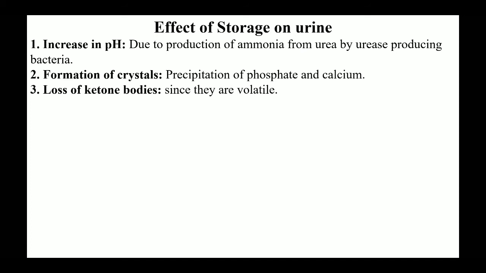Now the third effect is the loss of ketone bodies. Suppose one urine sample contains ketone bodies. We know normally ketone bodies are absent in urine, but in case of starvation or diabetes mellitus or in several other cases, urine may contain ketone bodies. But if we hold the sample, or delay the procedure for many hours, then what will happen? These ketone bodies are volatile, so they will evaporate, and finally the ketone body content of the urine will decrease, and we can even get a false negative value.